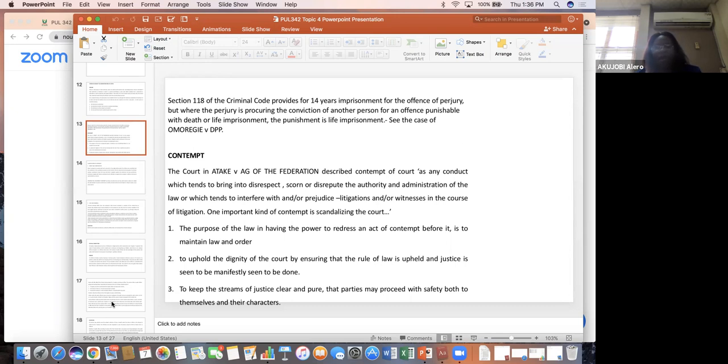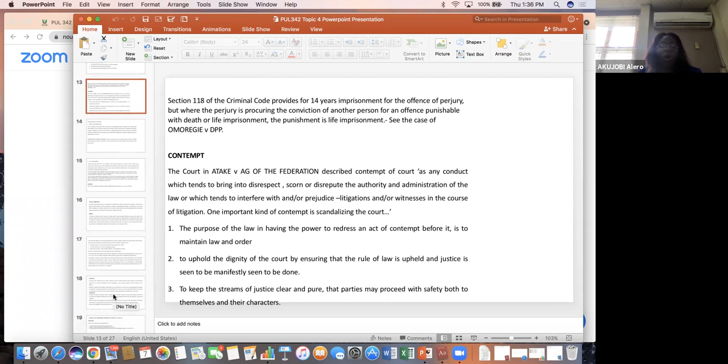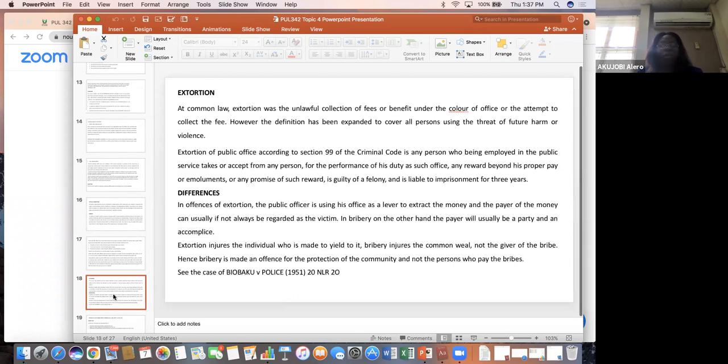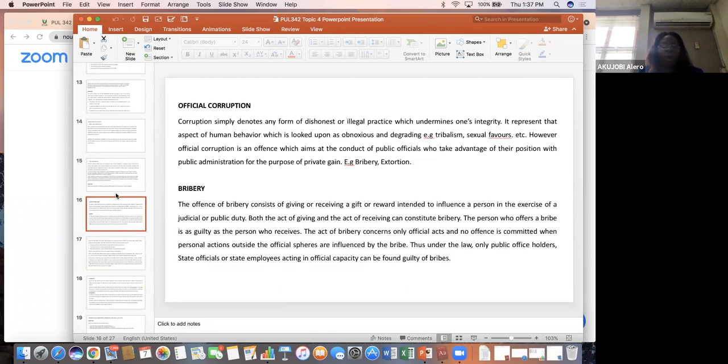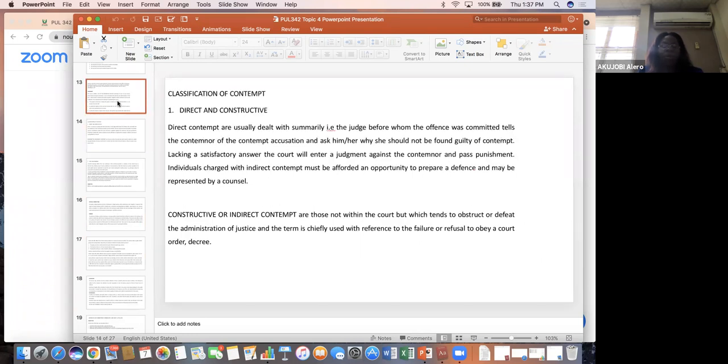Another aim is to uphold the dignity of the court by ensuring that the rule of law is upheld and justice is manifestly seen to be done. Also, to keep the streams of justice clear and pure, so that parties may proceed with safety both to themselves and to their character. You see cases where people come to court ready to fight, ready to do all kinds of things. That is not allowed under the law of contempt.